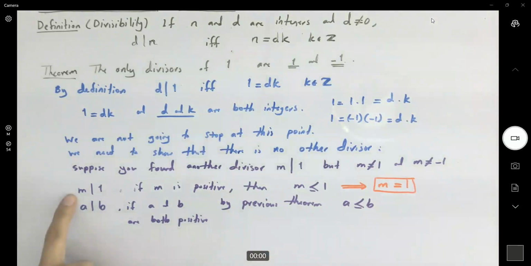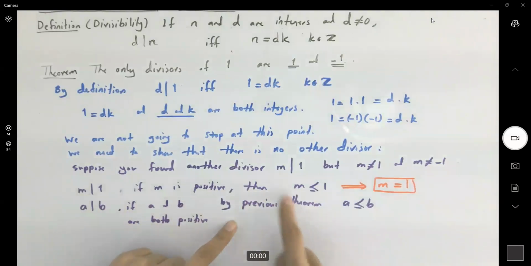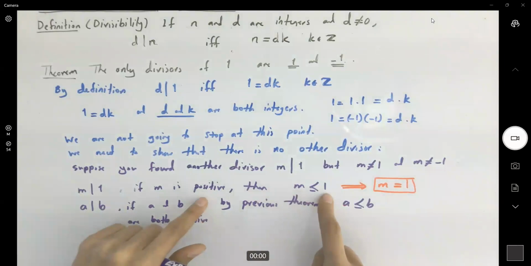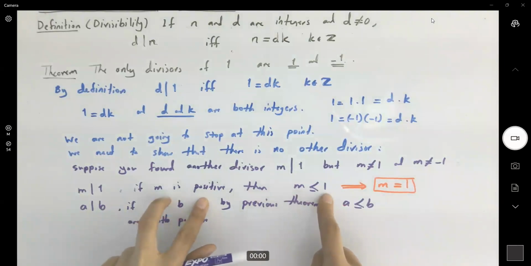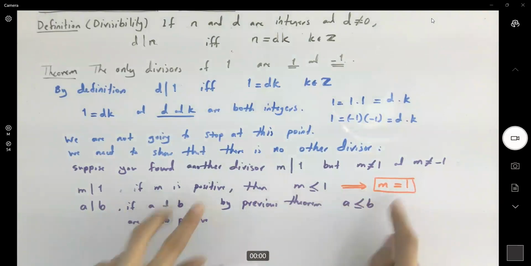In the case that m is another divisor, a factor of 1, and m is positive, then by the previous theorem, a is less than or equal to b, so m is less than or equal to 1. But you have a positive integer that is less than or equal to 1. There is no other option. m must be equal to 1. Okay.